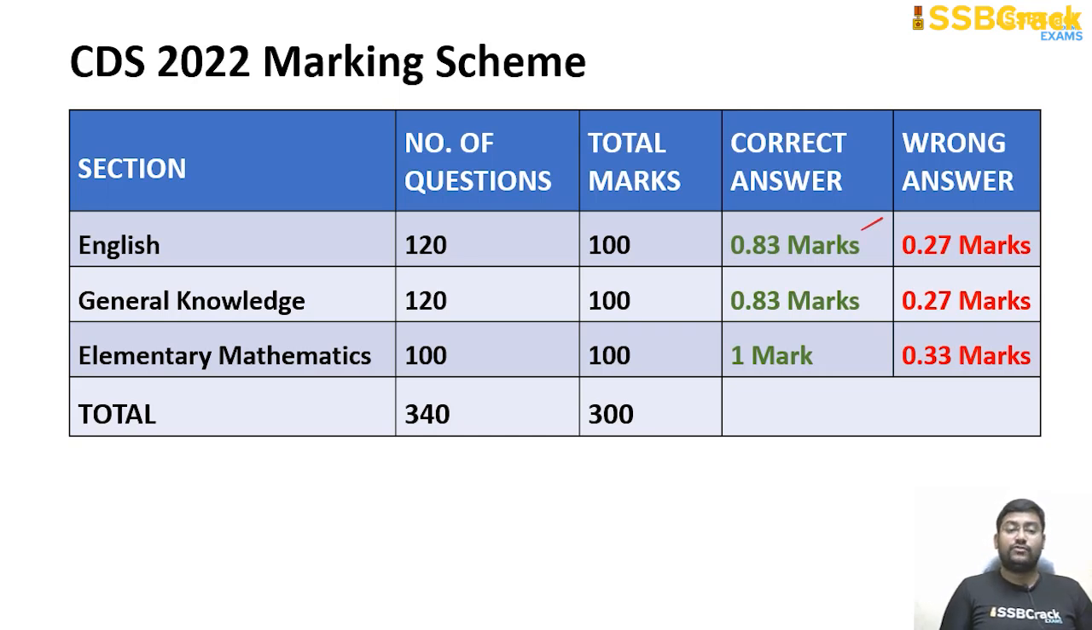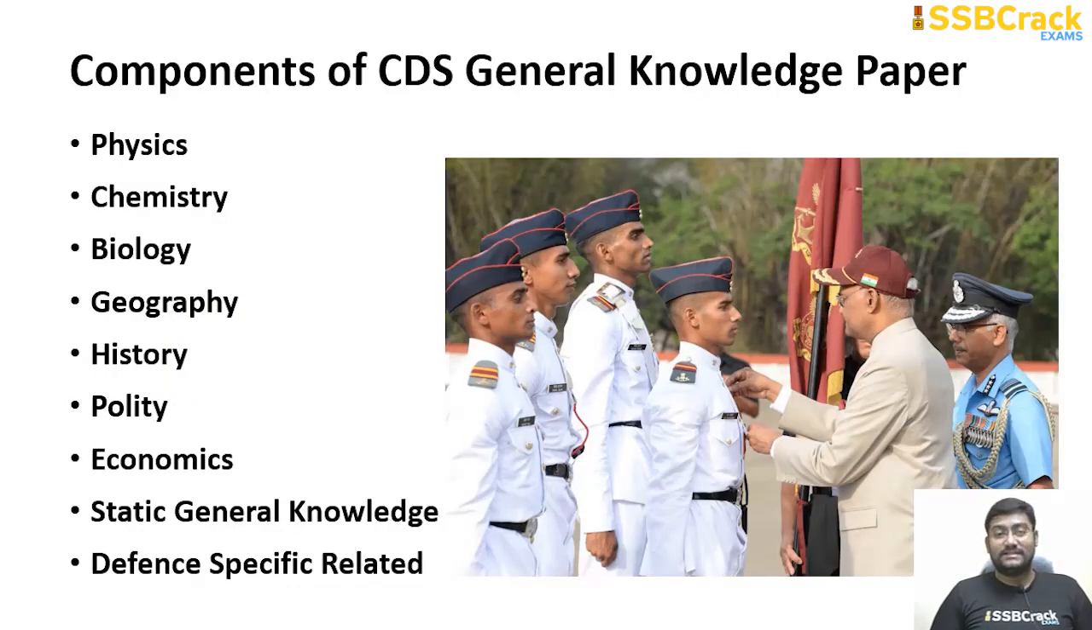In totality, the number of questions in all three papers would be 340, and the total marks would be 300. In this video, I'll be discussing with you the 30-day study plan for the GK section. For the rest of the subjects, there are specific videos for question paper analysis and study plans. I would strongly suggest that you go and watch those also.